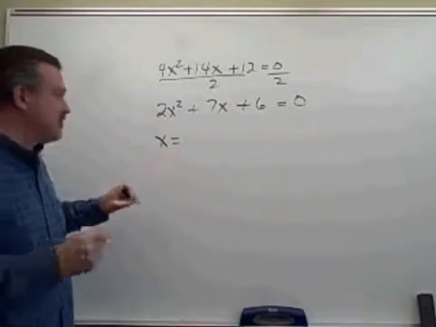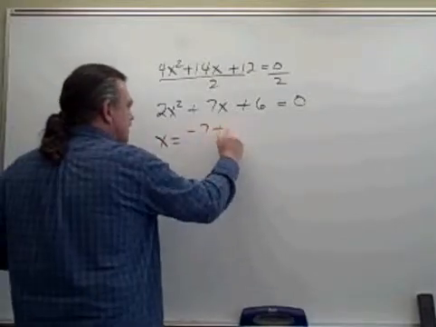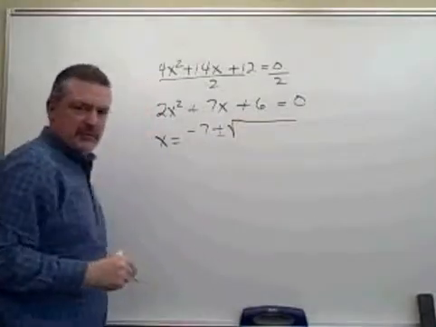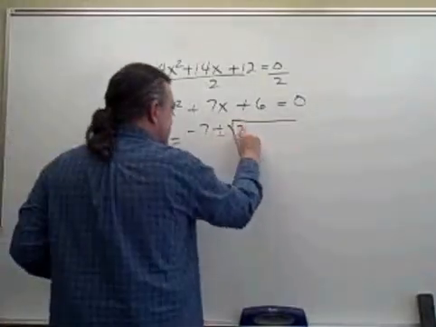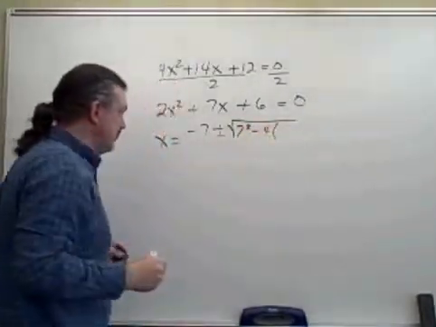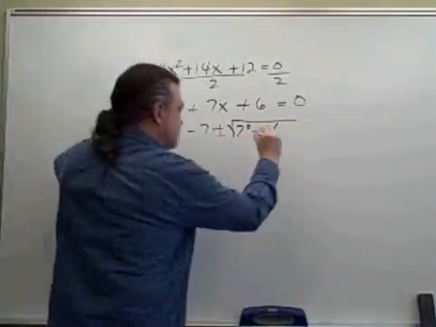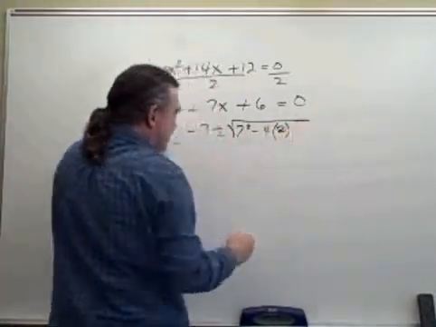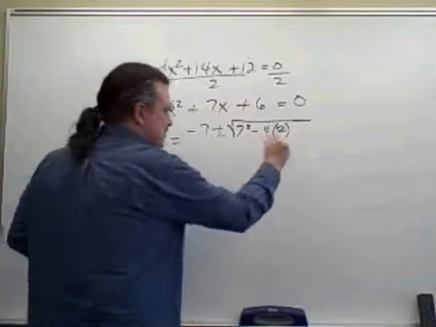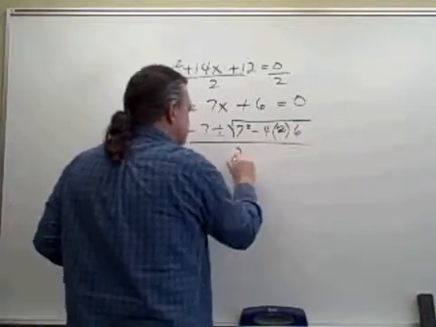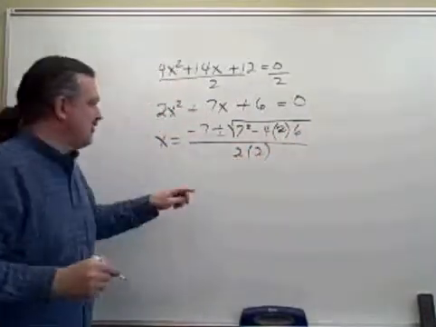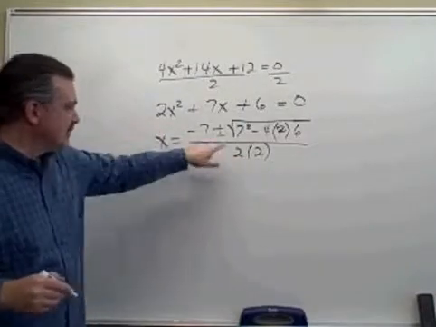So x is equal to the opposite of b, so that would be negative 7, plus or minus the square root of b squared, which is 7 squared, minus 4 times the a coefficient, which is 2, times the c coefficient, which is 6. All of that over 2 times the a coefficient.